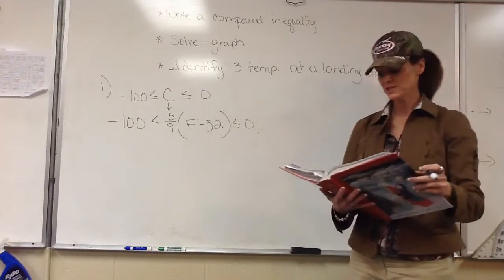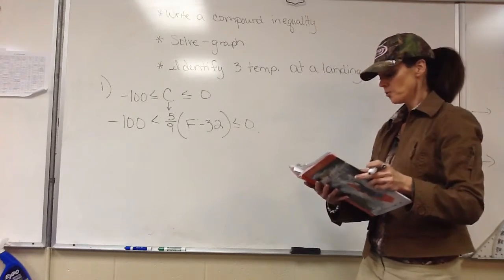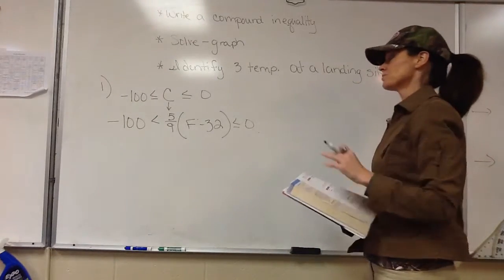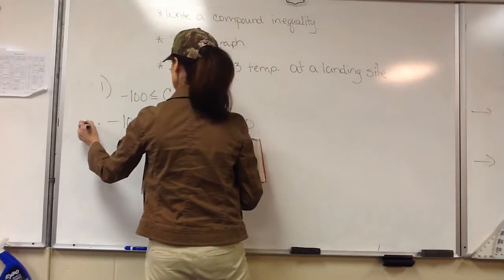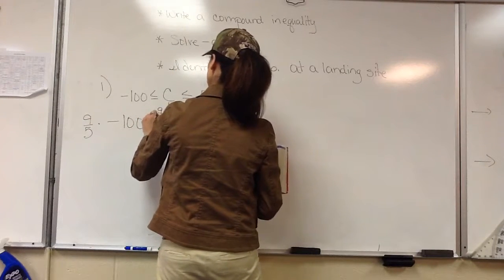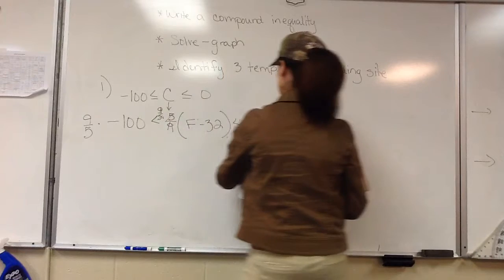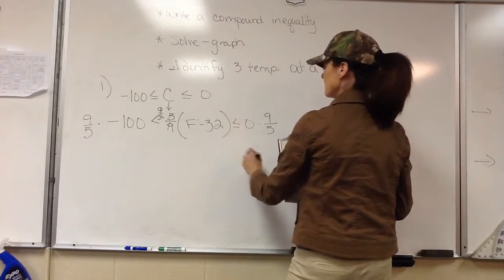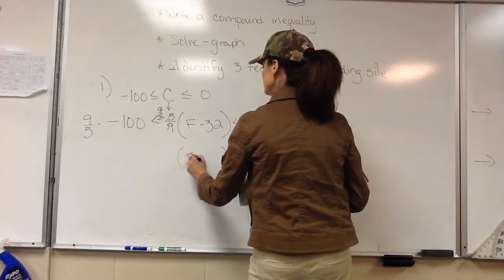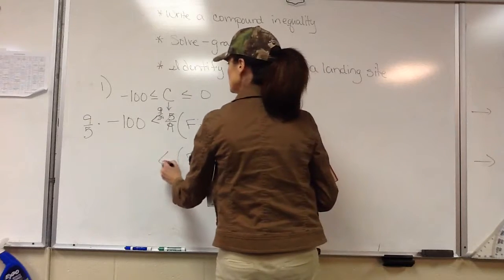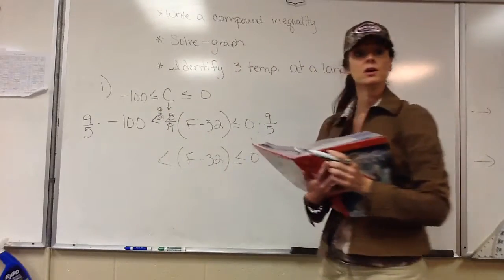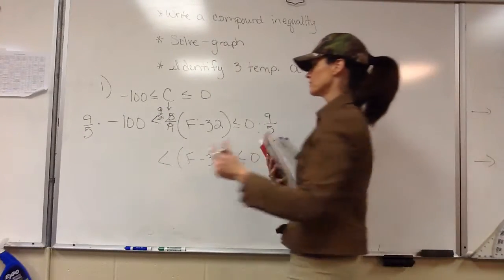Now we're going to simply solve this. In order to solve it, I'm going to multiply all sides by the reciprocal of 5/9, which is 9/5. So everything gets multiplied by 9/5. In the middle, the 9/5 will cancel out, and anything we multiply by 0 equals 0. So what we have left in the middle is Fahrenheit minus 32, and 9 times negative 100 is negative 900 over 5, which equals negative 180.